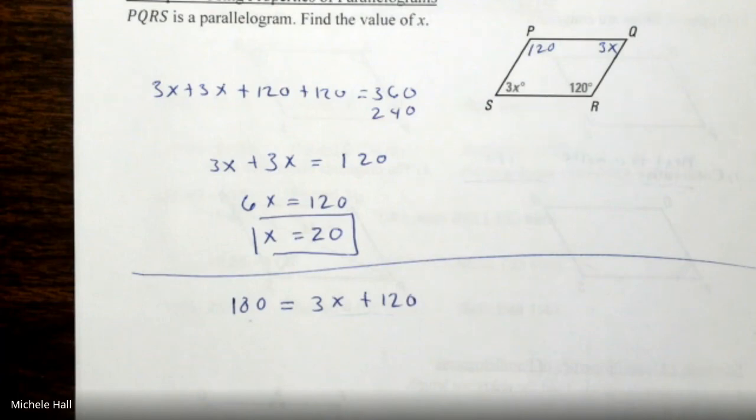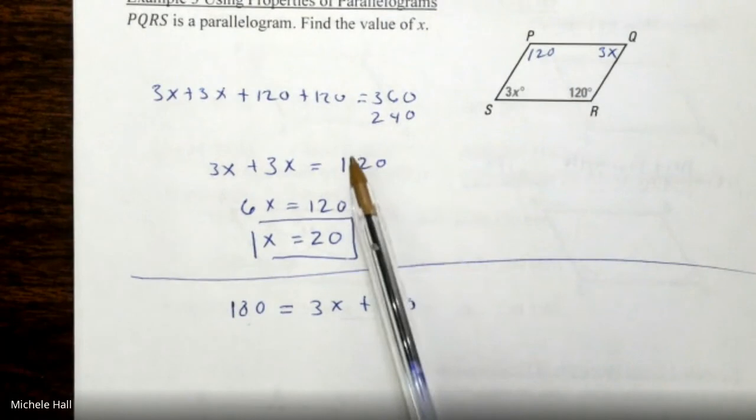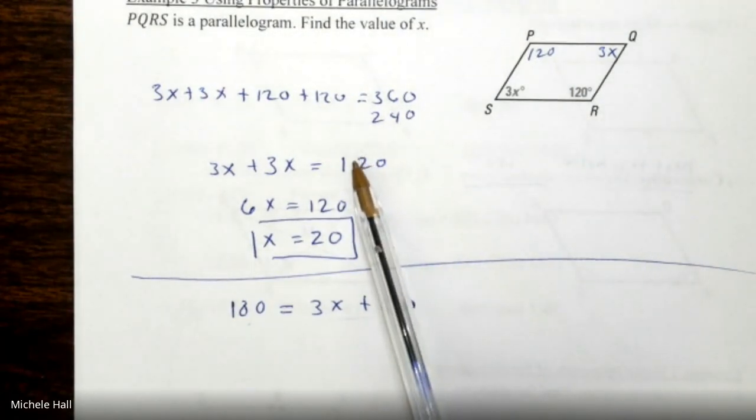Good. Okay, did anybody else do it any differently than consecutive angles or the sum of the angles of a quadrilateral is 360? No? Okay, homework.